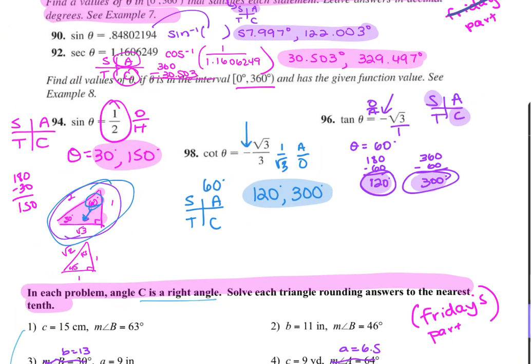94, 96, and 98 would be back to non-calculator part. This is where you're setting up your triangle. You're figuring out which angle it is, and then you're figuring out which quadrant or quadrants, like it normally is, it lies in based on all students take calculus.